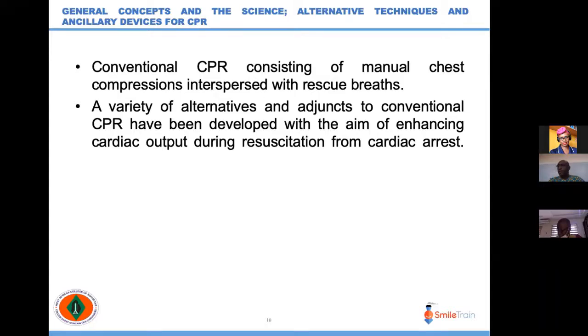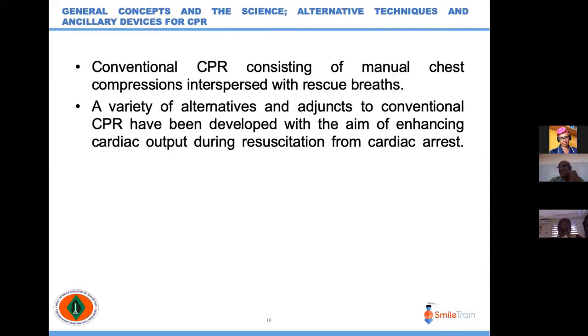So conventional CPR, consisting of manual chest compressions interspersed with rescue breaths, is very key to survival in cardiac arrest victims, wherever they may be, in hospital or out of hospital. We can buy time with chest compressions and with rescue breaths.